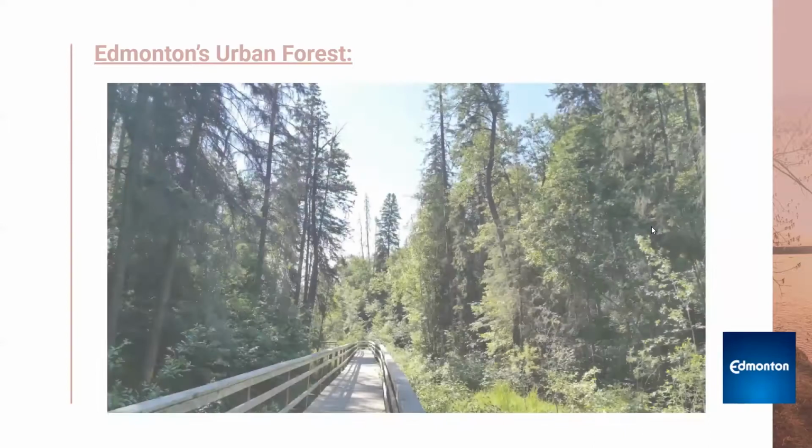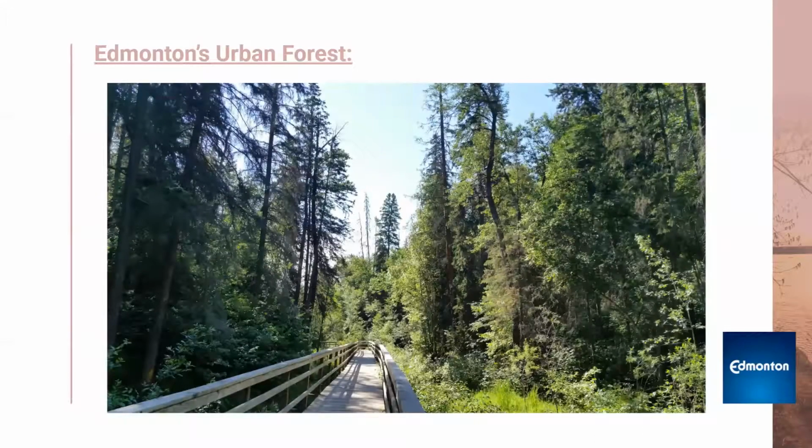And finally, we have natural areas. Natural areas are largely dominated by native vegetation, and they're relatively undisturbed by human activity. Such areas could include grasslands, forests, wetlands, peatlands, and riparian areas. In Edmonton, there are approximately 3,800 hectares of natural area, and of that, 2,500 hectares are considered forested.